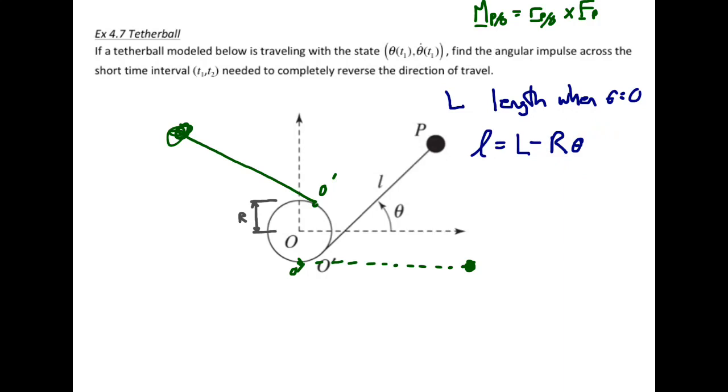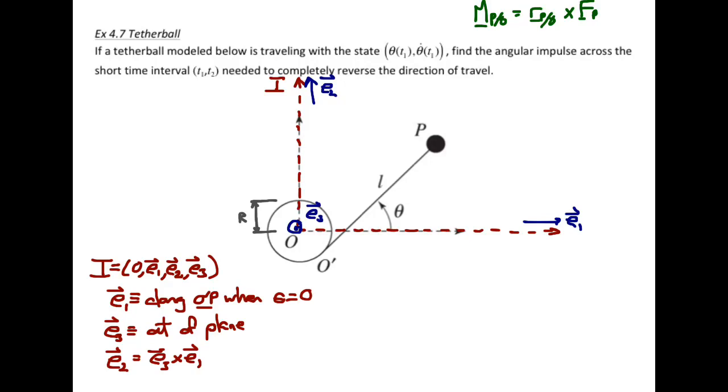So in this variable theta, we now have our state, which will be theta and theta dot. And so the problem that we're going to solve here is to find out what the angular impulse is, at any state, that would need to be applied to completely reverse the direction of travel.